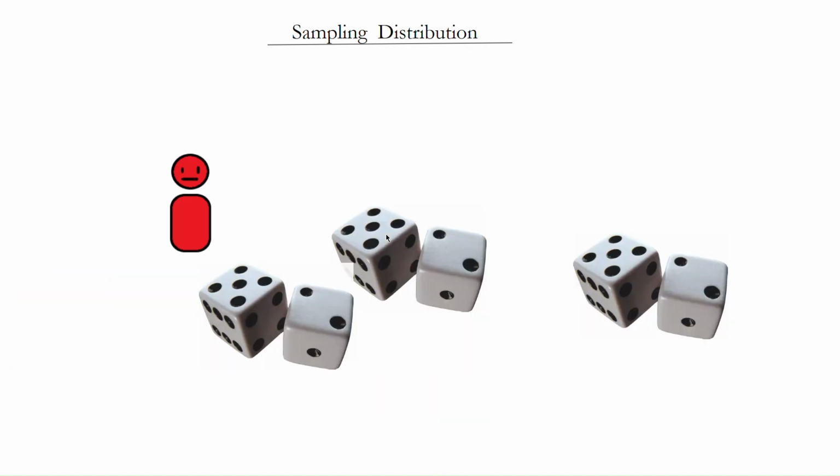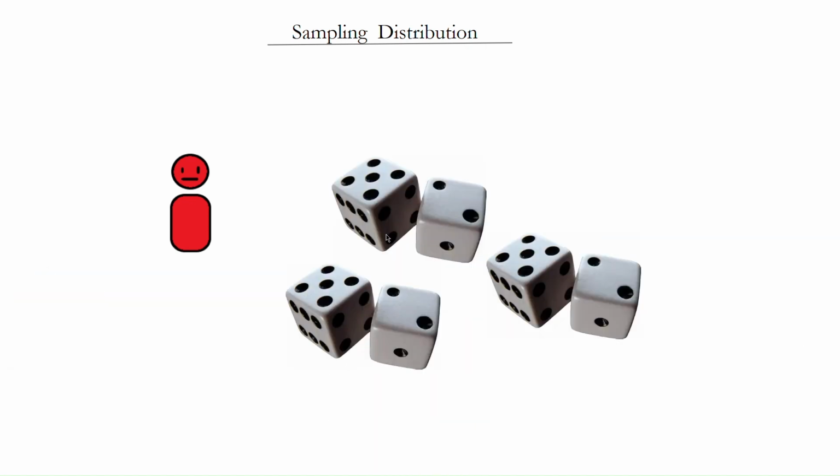Let's say that instead of asking each of your friends to roll the die 1 time, you ask each of your friends to roll the die 50 times, and you ask him or her to find the average and send you that average. So now you have a million averages.